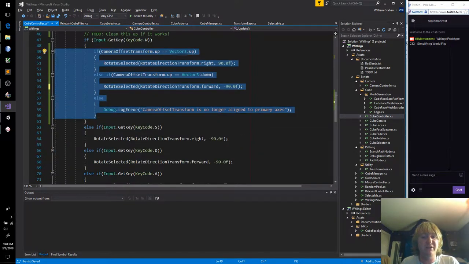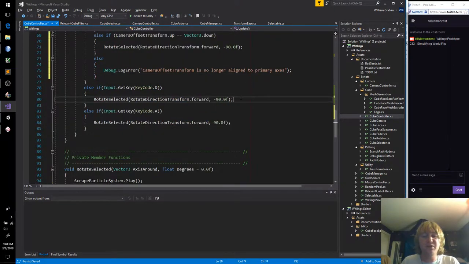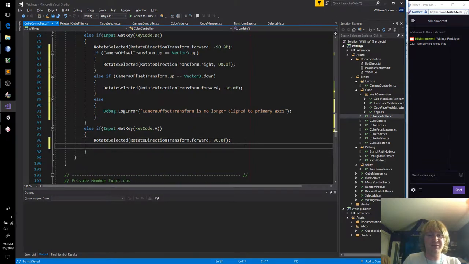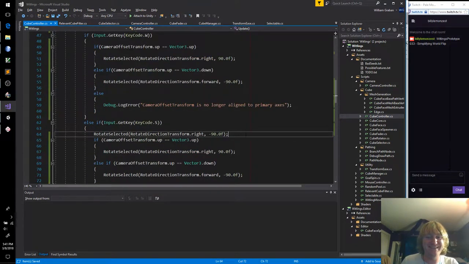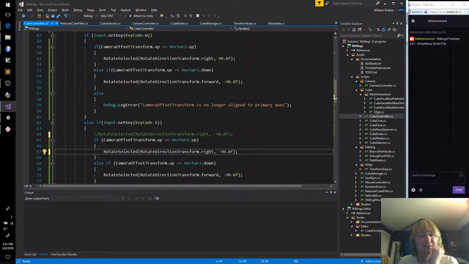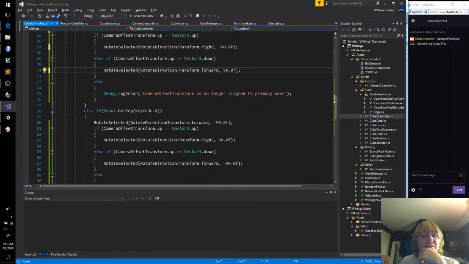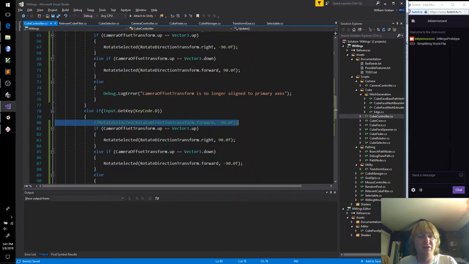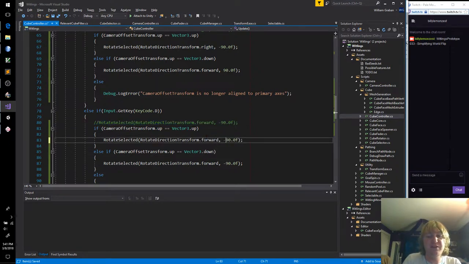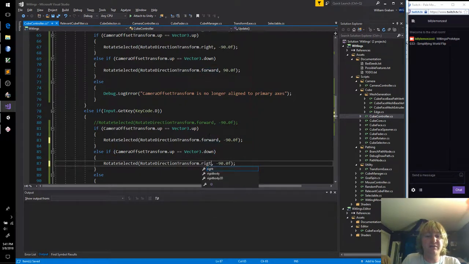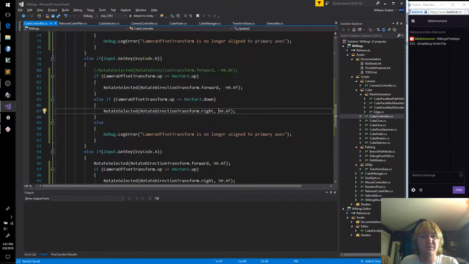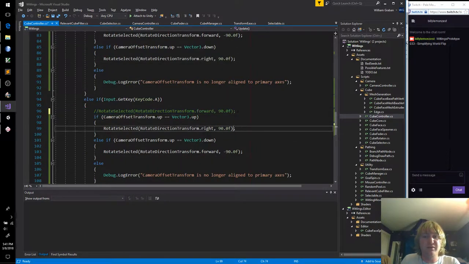Let's do some copy pasta. I apologize to all of my teachers and students for this shameful display. Okay, so if it's up, we do right, negative 90. If it's down, we'll do forward 90. That seems correct. It's up, we do forward negative 90. It's down, we do right 90. And here we do forward 90. Nope. Yes, that's correct. And here we do right negative 90.